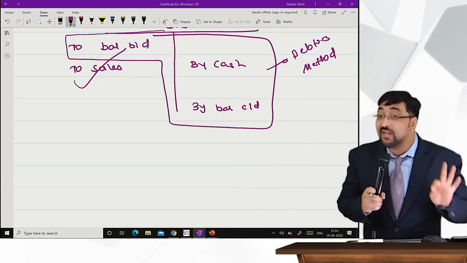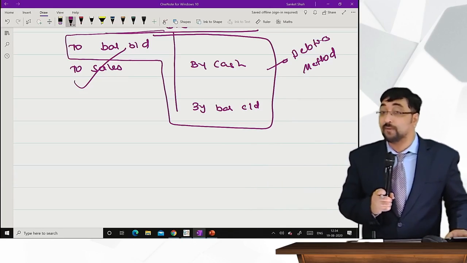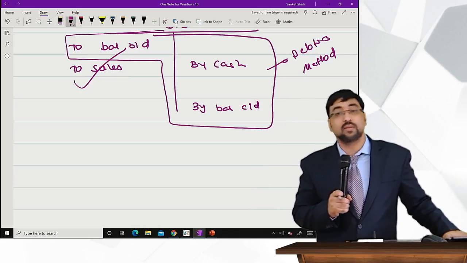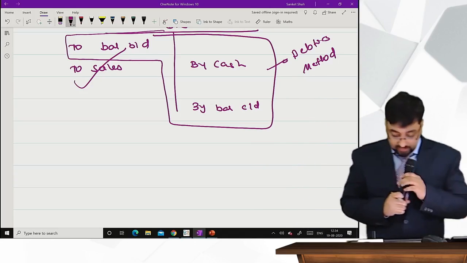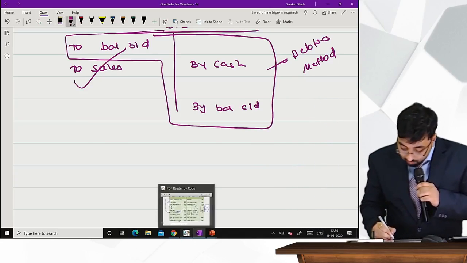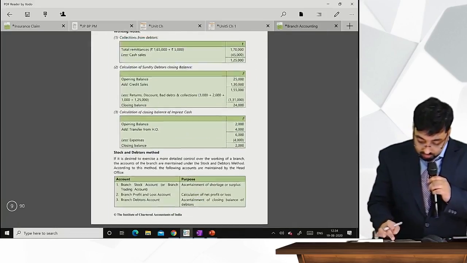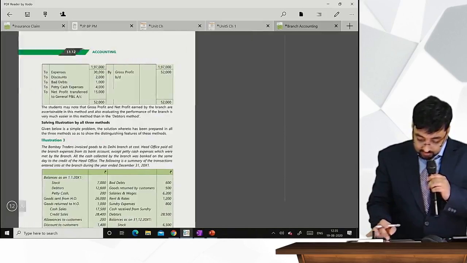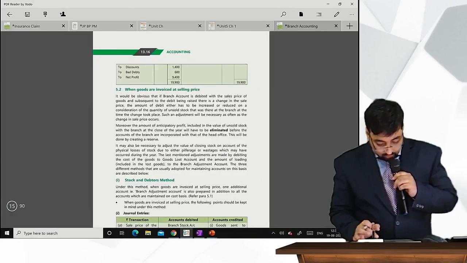I explained it at the end, so now your concepts are very clear. So friends, I hope you can now easily solve question number 3, which is based on the debtors method and the stock and debtors method. I will solve one more problem, but in homework. So what is your home exercise? Illustration number 2 is easy. Illustration number 3 we are going to solve.